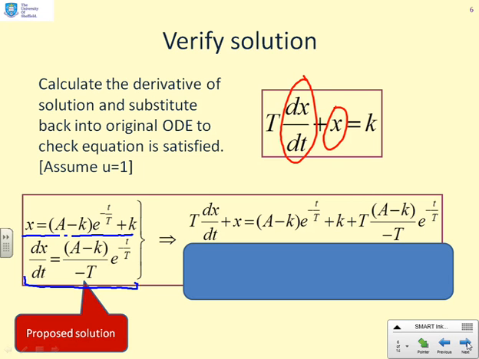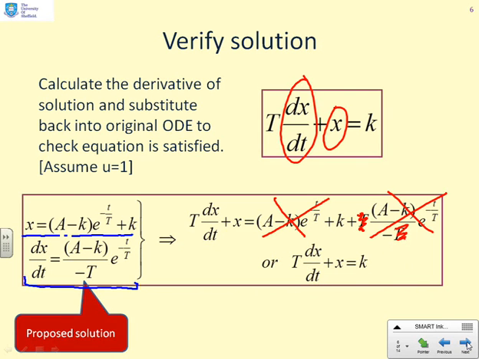Now what you'll notice, hopefully, is this t here will cancel with this t here, so you end up with an a minus k, but there's a minus underneath, and so you'll then notice that this term will cancel with this term. So you get left with t dx dt plus x equals k. So we verified that our proposed solution does indeed satisfy the original equation.